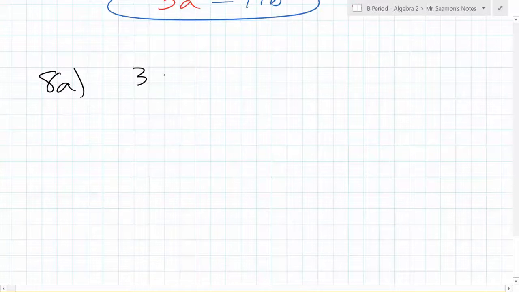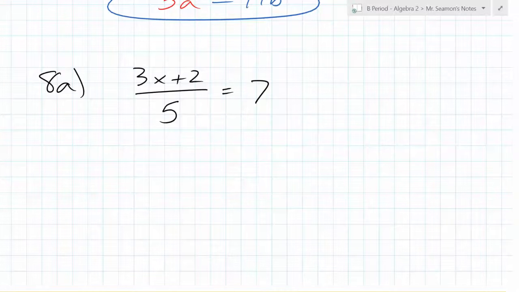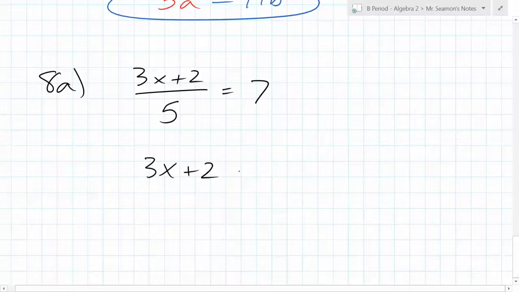Okay. 3x plus 2 over 5 equals 7. What's a great first step? There's lots of things you could do first. What's a good one? Kieran. Perfect. And then you end up with 3x plus 2 is equal to what?